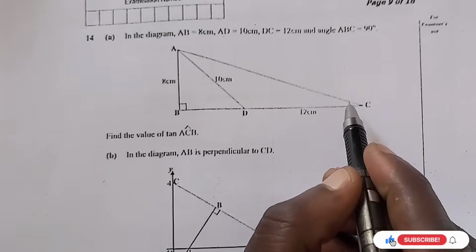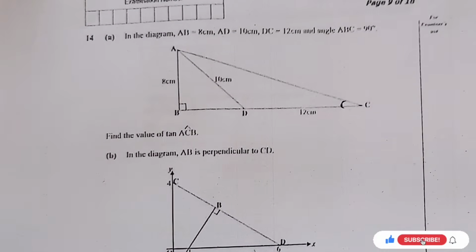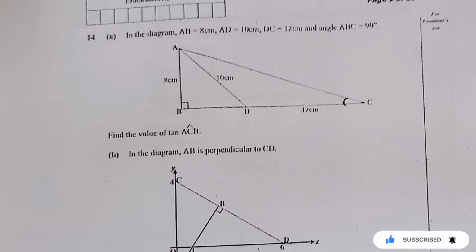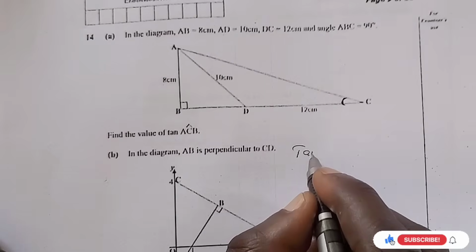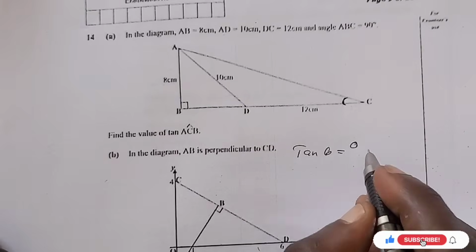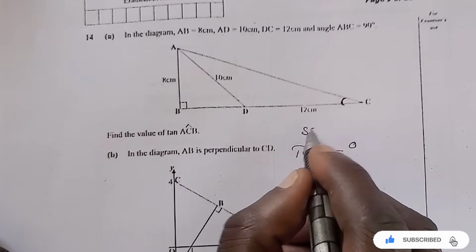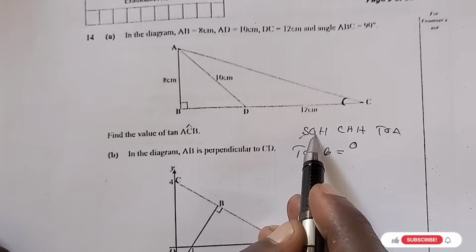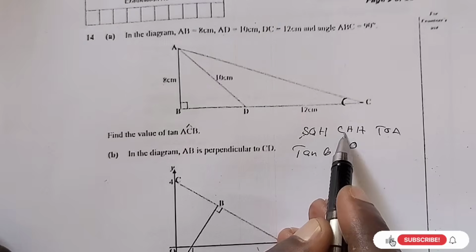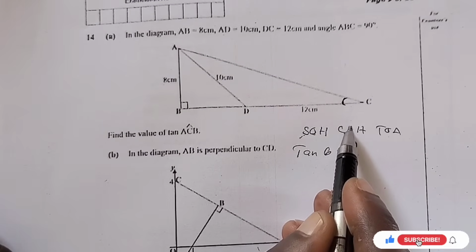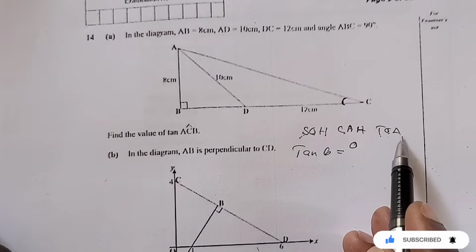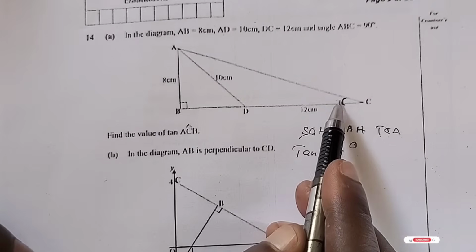So we are asked to find the value of this angle using tan as the trig ratio. Guys, don't be on pressure. You know that tan theta is equal to opposite over adjacent, using SOHCAHTOA, where sine is opposite over hypotenuse, cosine is adjacent over hypotenuse, and tangent is opposite over adjacent.